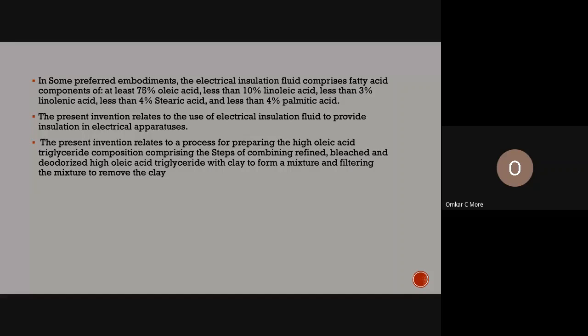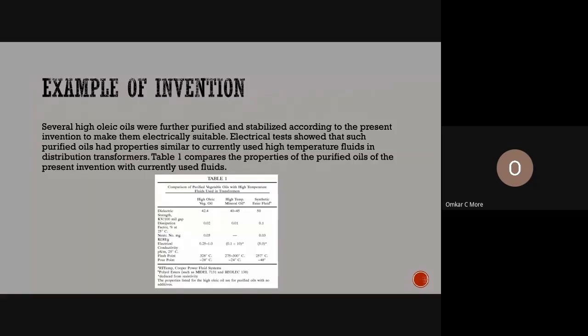comprising steps of refining, bleaching, and deodorizing the particular oil with clay to form a mixture, and filtering the mixture to remove the clay. This is an example of the invention, a working example. In this, we can see that they have compared three different liquid insulating materials: high oleic vegetable oil, high temperature mineral oil, and synthetic fluid.